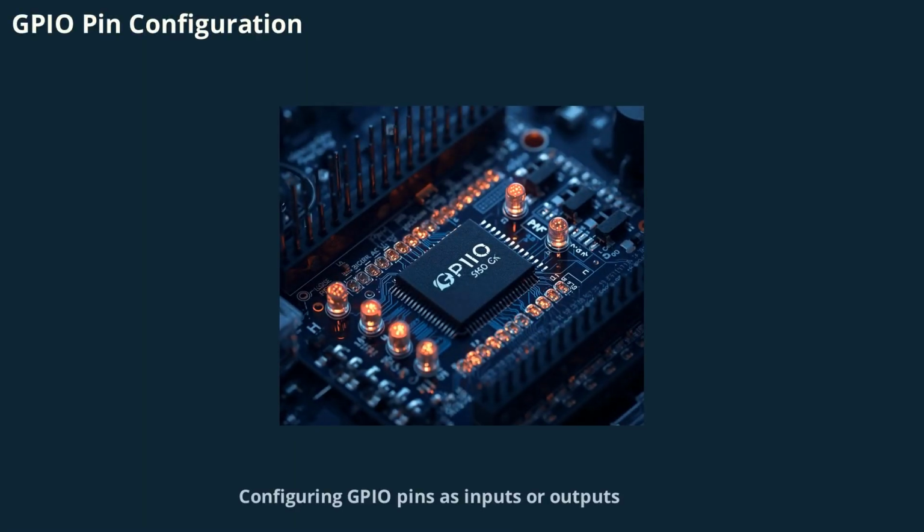Configuring GPIO pins as inputs or outputs is a fundamental task in embedded programming. Inputs allow the microcontroller to read signals from sensors or switches, while outputs control devices like LEDs or relays. Proper configuration ensures reliable communication between the MCU and external hardware.